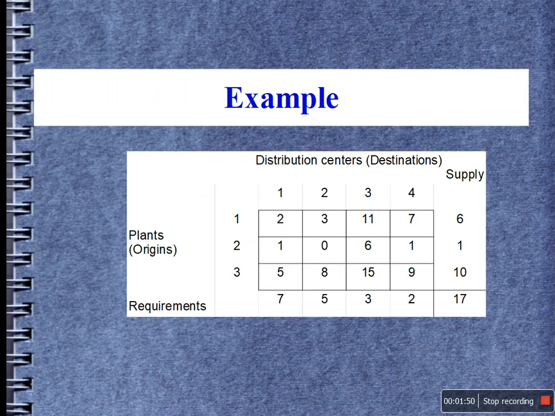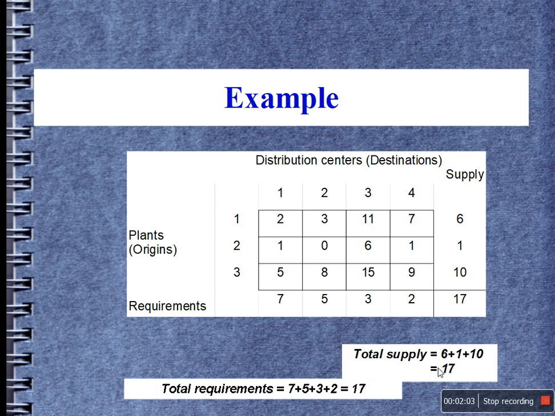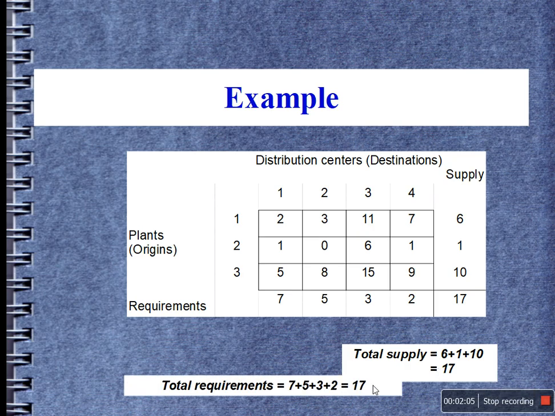Example of a balanced transportation problem. Here a problem is given, and the supply values are 6, 1, 10 and the requirements are 7, 5, 3, 2. The sum of supply values is equal to 17 and the sum of requirements is equal to 17, so the summation is equal, that is, total requirement is equal to total supply. So this is a balanced transportation problem.